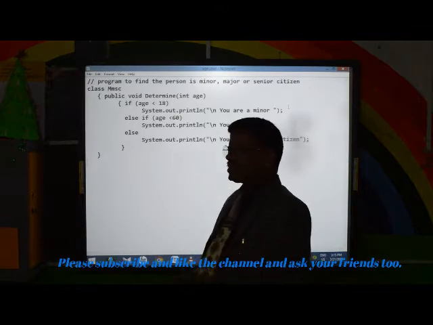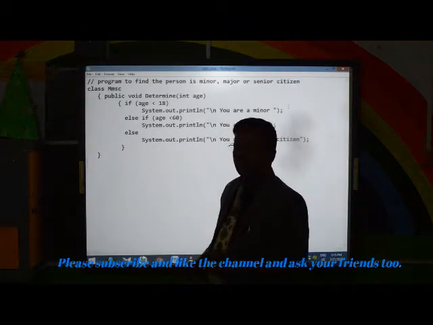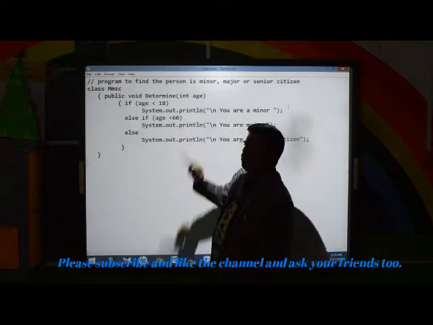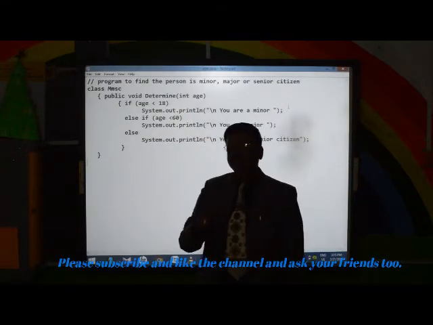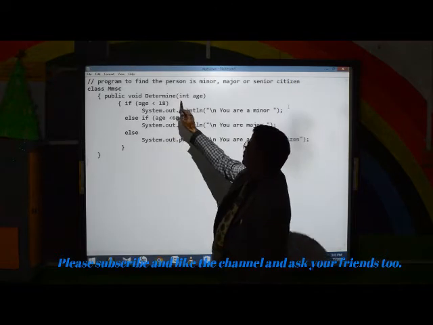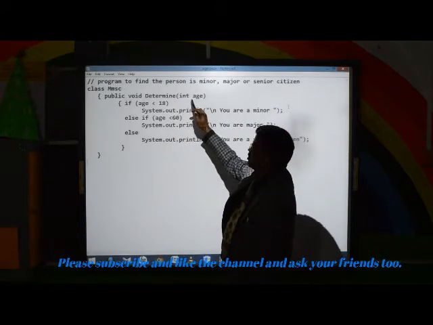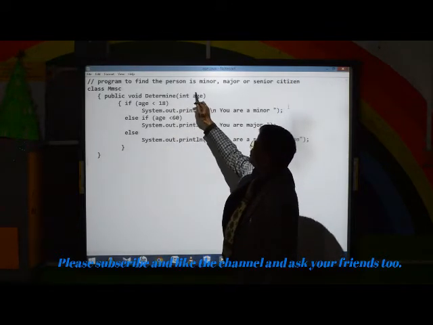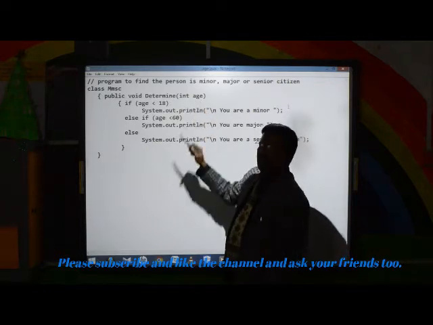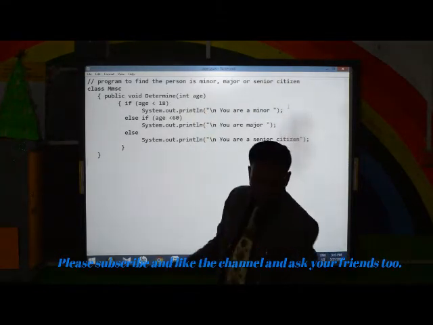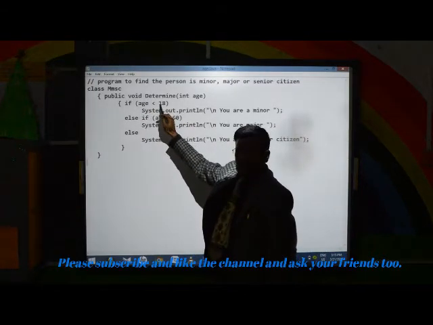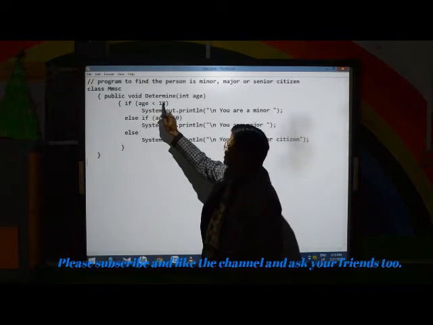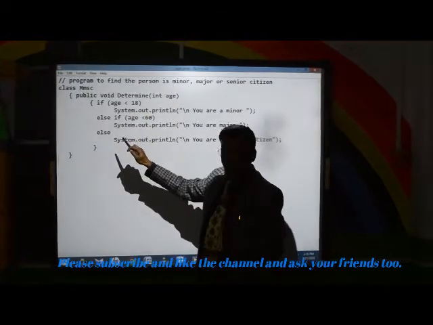Here, I'll cite one more example, the third example. So I give the age as input. When I execute this program for the third occasion, it requires the age. I gave 13. If I give 13, is 13 less than 18? Yes, it is. 13 is less than 18. The computer makes the decision.